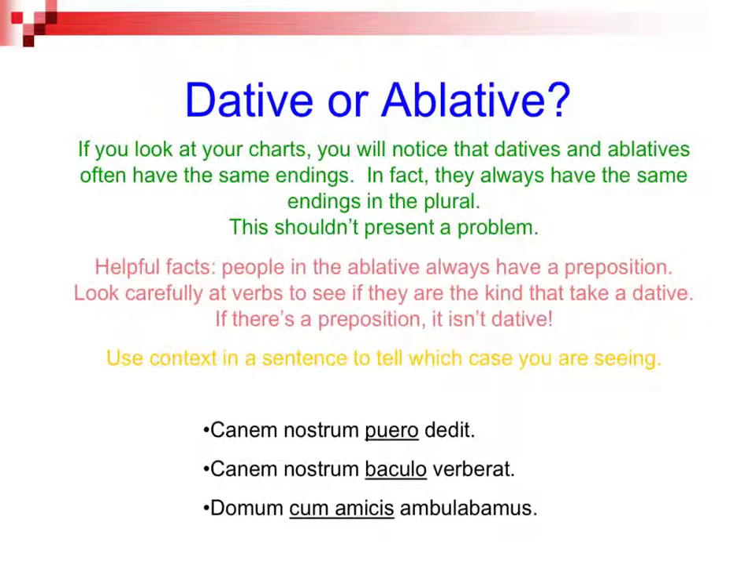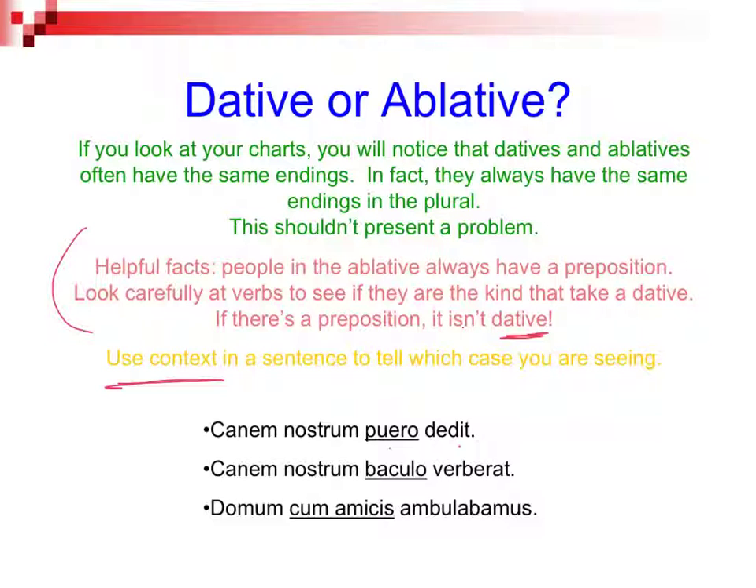Okay, again, this is a look at, is it dative or ablative? Look at the charts. Again, notice that datives and ablatives often have the same endings. In fact, in plural, they always have the same endings. This shouldn't be a problem. Helpful facts. People in the ablative always have a preposition. Look carefully at verbs to see if they're the kind that take a dative, like giving, showing, telling, or trusting. If there's a preposition, it isn't dative, it's ablative. And conversely, if there is no preposition, and it looks like dative, it probably is, instead of ablative. Also, use context in a sentence to tell which case you are seeing.